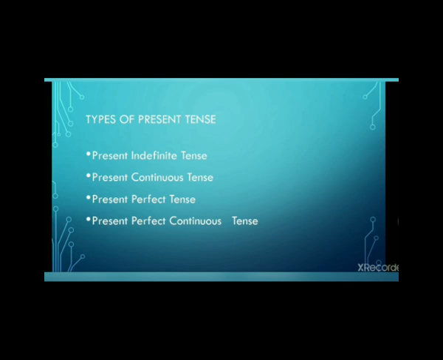There are four types of present tense. First of all, present indefinite tense. Second one is present continuous tense. Third one is present perfect tense. Fourth one is present perfect continuous tense.